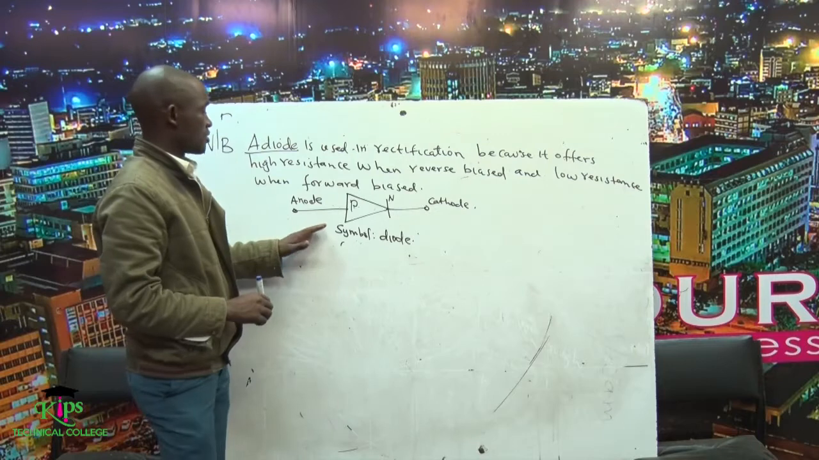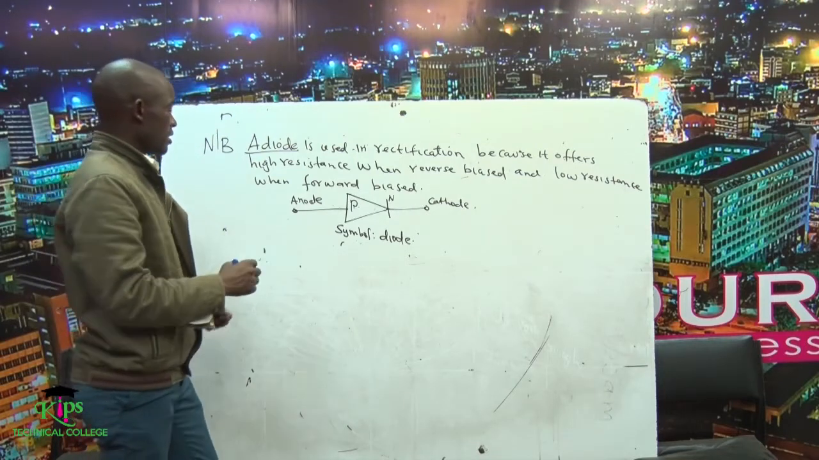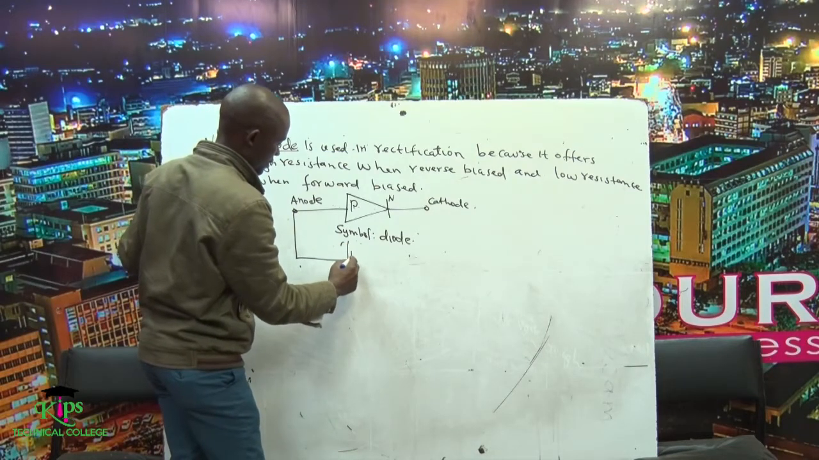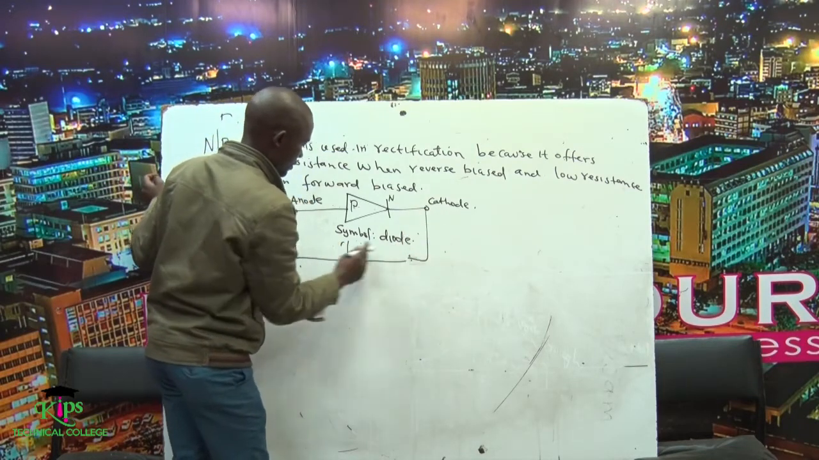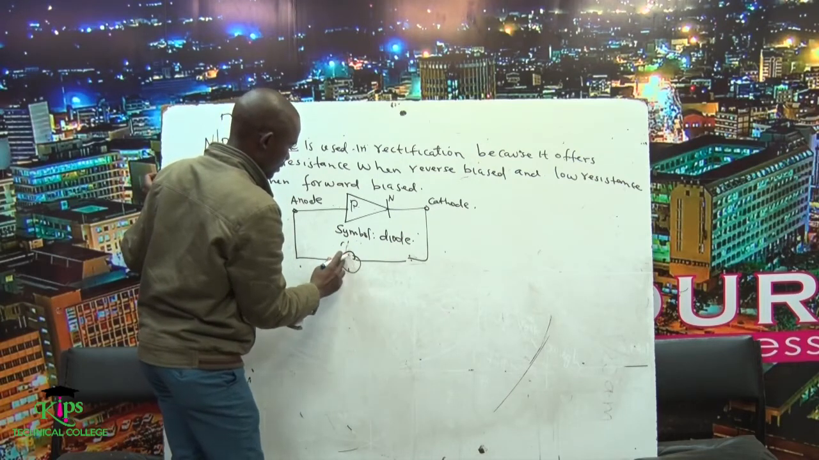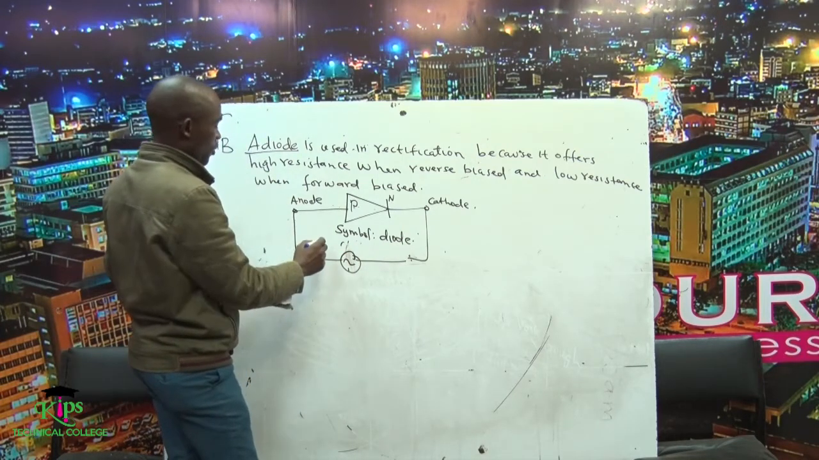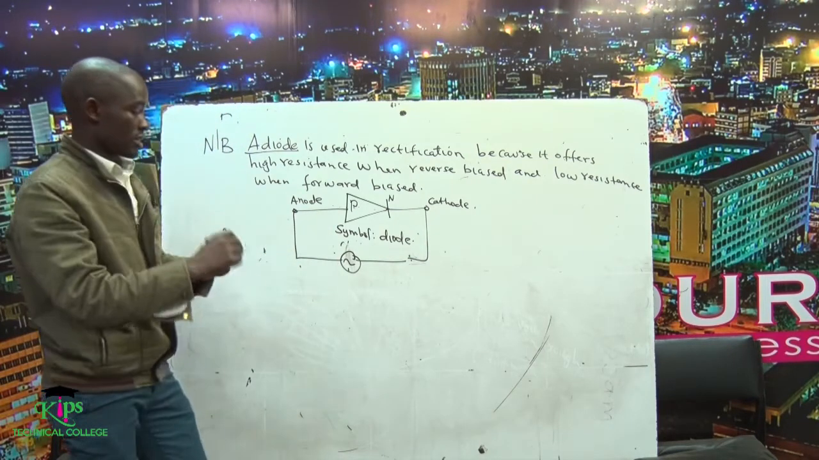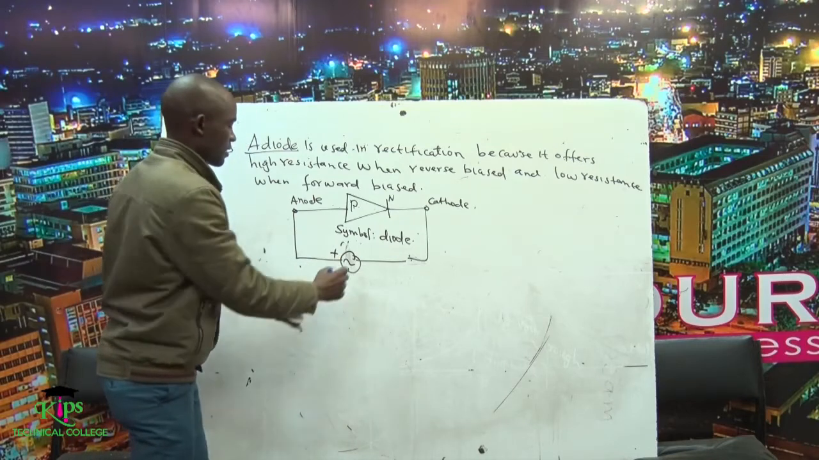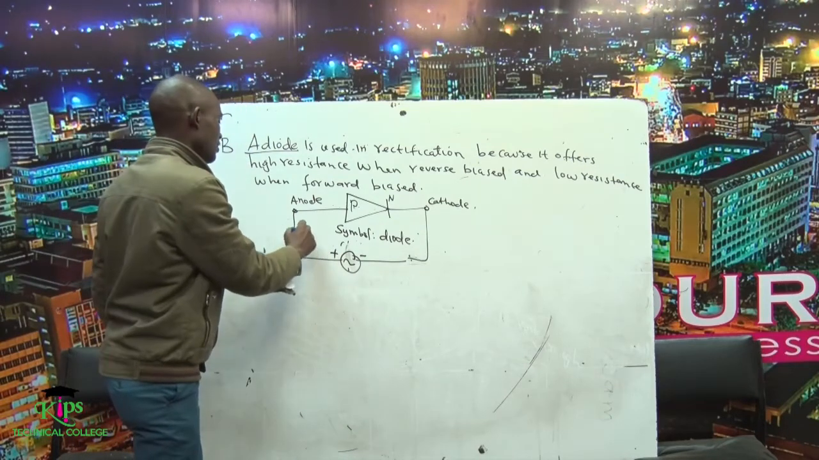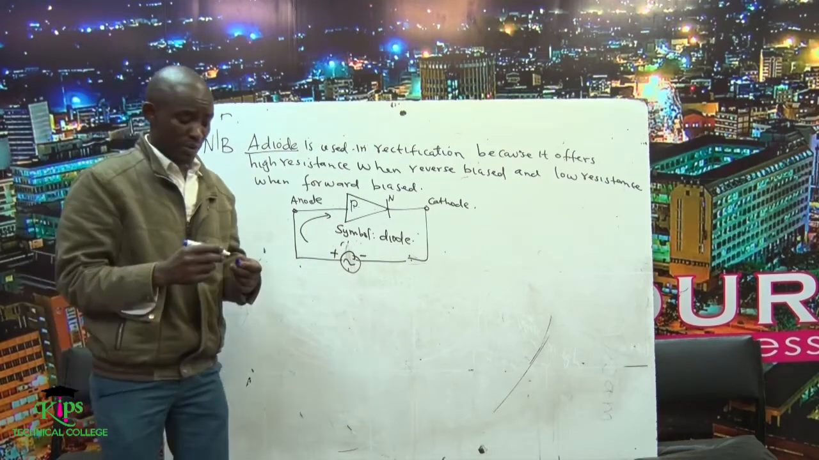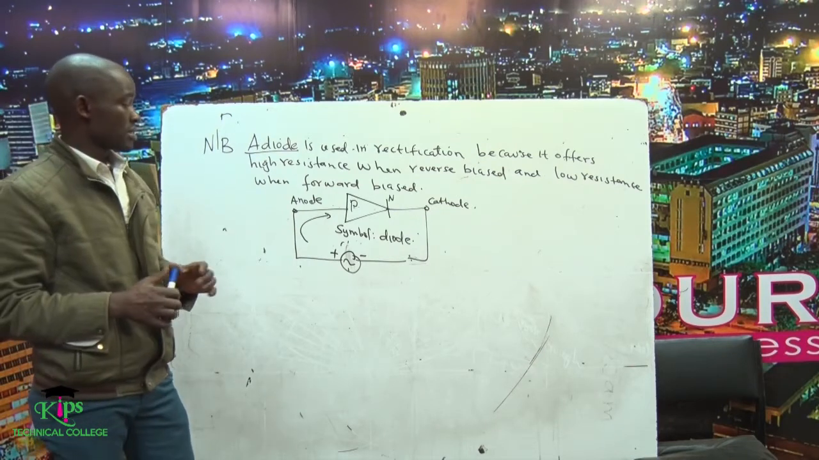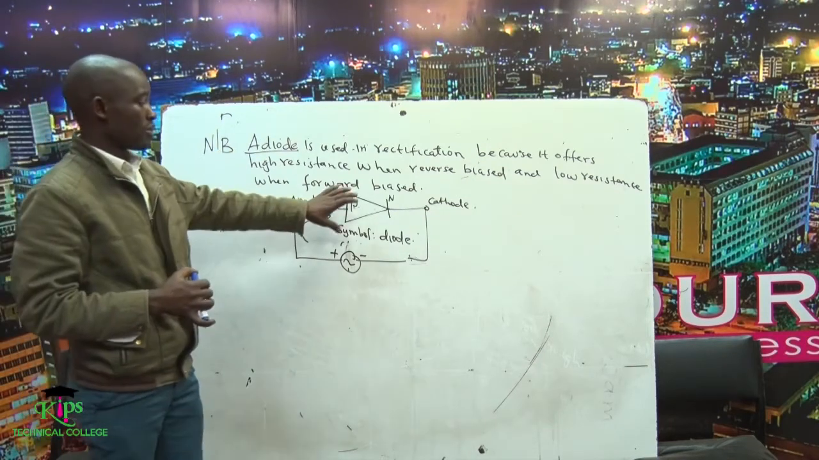So this diode is used in rectification because if you connect this part, when this side is positive, assuming, remember an AC circuit keeps on changing, and this one is negative, it means current flows in this direction. Remember, we said a diode is a very good example. We can use the water analogy to explain what a diode is.